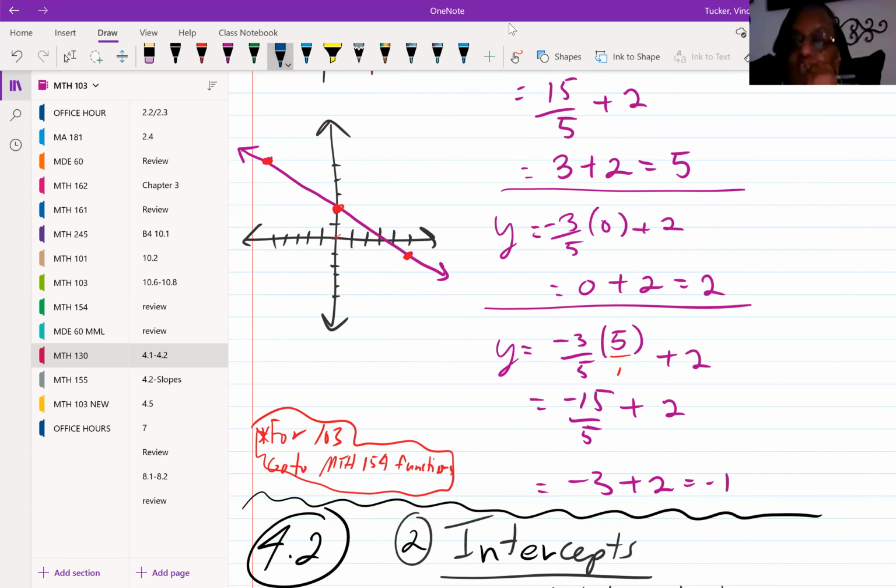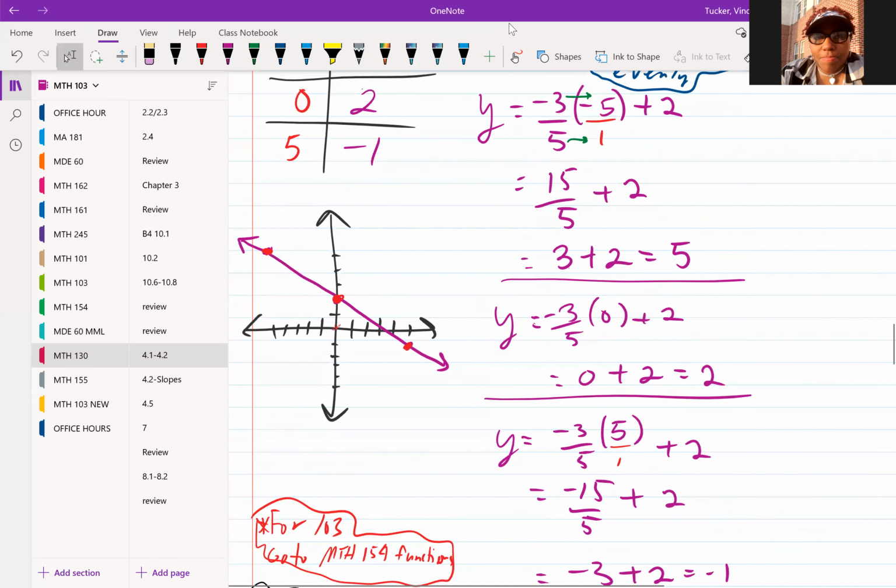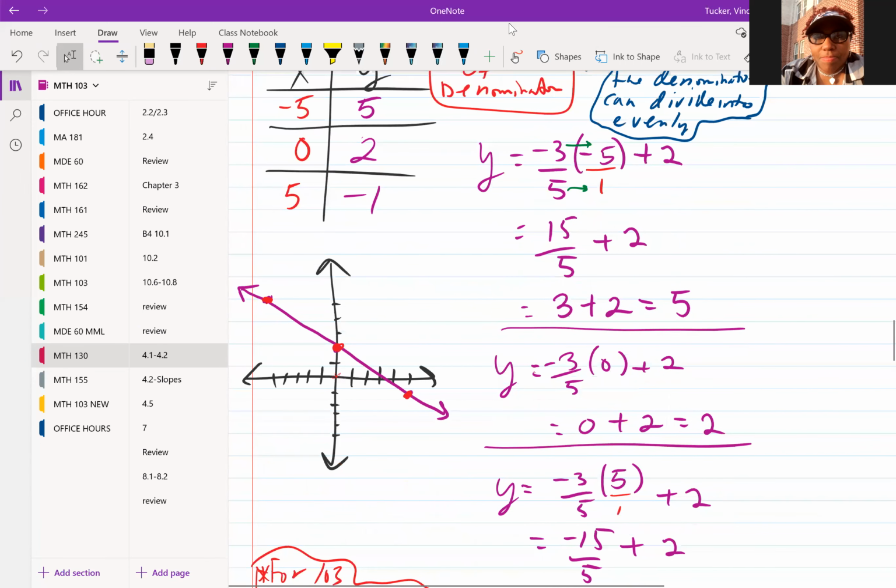1, 2, 3, 4, 5. I'm sorry. It's all good. You just got to remind me sometimes. Plus 0. Wait a minute, negative 5. 1, 2, 3, 4, 5. Okay, that goes right there. And then we're going to do the 0, 2. It should be right here.